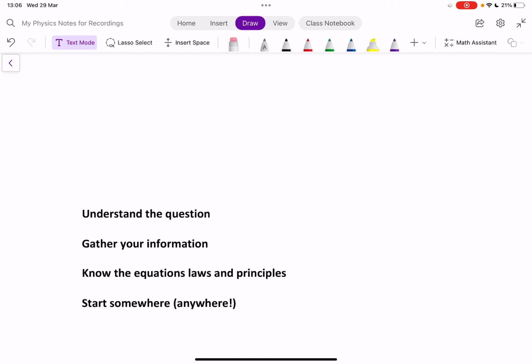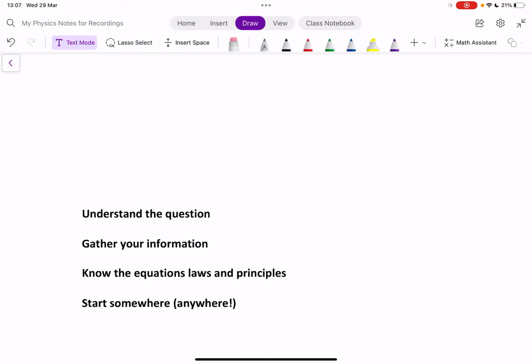Once you're happy you understand what it says and what it's asking you for, you need to gather all your information together. So, best in the form of a diagram, write on any bits of information the question has given you. Also look for hidden bits of information. For example, if a ball is dropped, you know the start velocity would be 0.